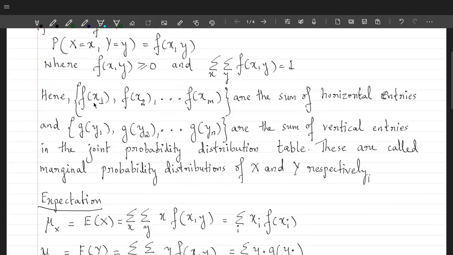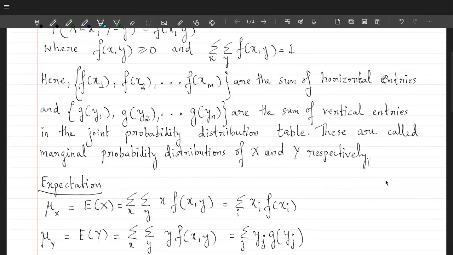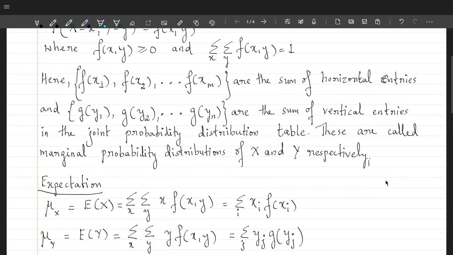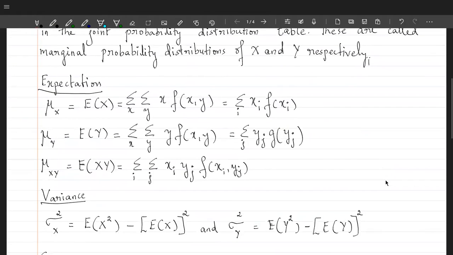Here, if you consider f(x1), f(x2), and so on, up to f(xm), these are the sums of horizontal entries, and g(y1), g(y2), etc. up to g(yn) are the sums of vertical entries in the joint probability distribution table. We will see this in detail when we are solving the problems. These are called marginal probability distributions of X and Y respectively. Then we have a few problems.